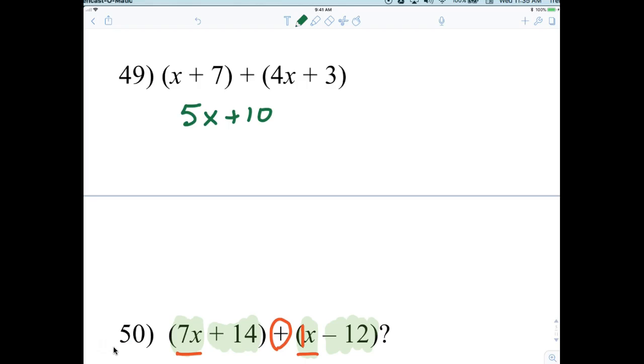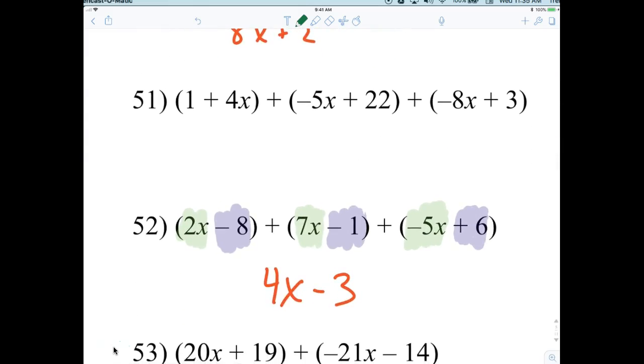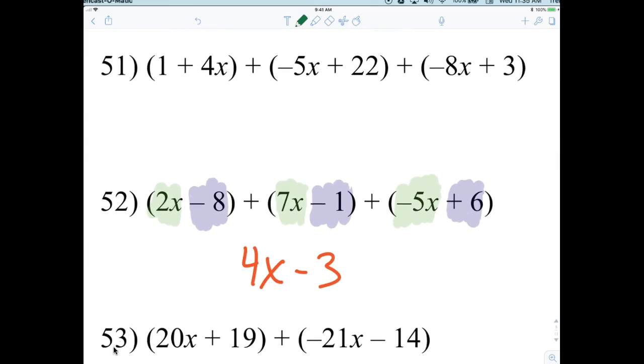All right. Let's take a look at 51. Now again, don't be confused. You're still just combining the x's, right? So 4x, negative 5x, and negative 8x. What does that work out to be? Yes, negative 9x. Everybody okay with that so far?